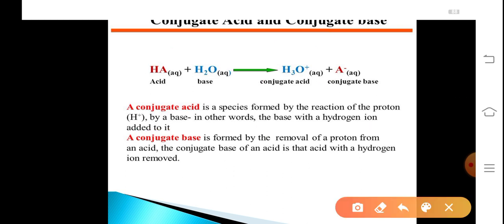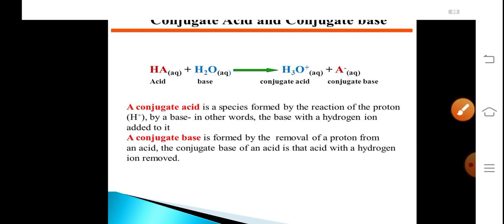Now let us study the conjugate base. A conjugate base is formed by the removal of a proton from an acid. So this is a conjugate base, which is formed by the removal of a proton. A conjugate base of an acid is that acid with a hydrogen ion removed.